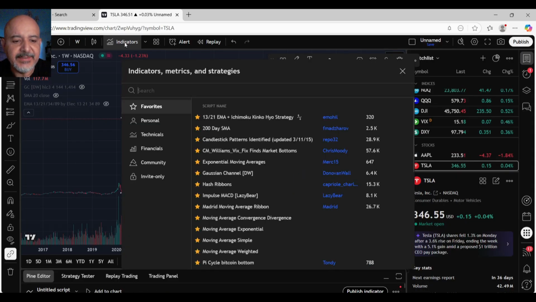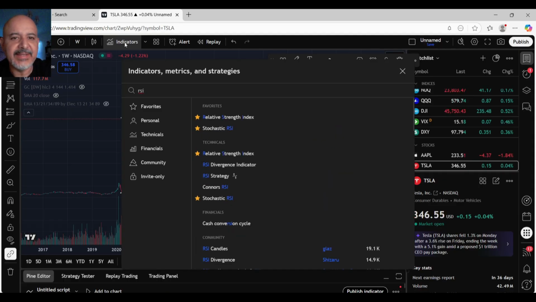So what I wanted to show you today is an indicator called the RSI, and we can ask AI here what the RSI is. What is the RSI?